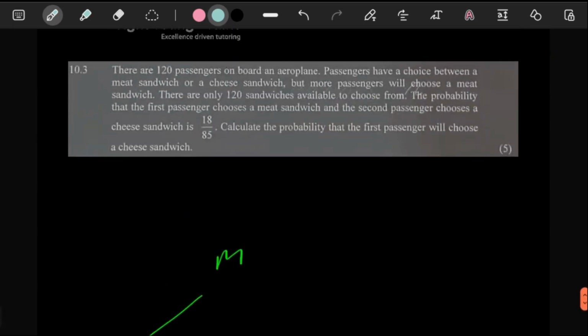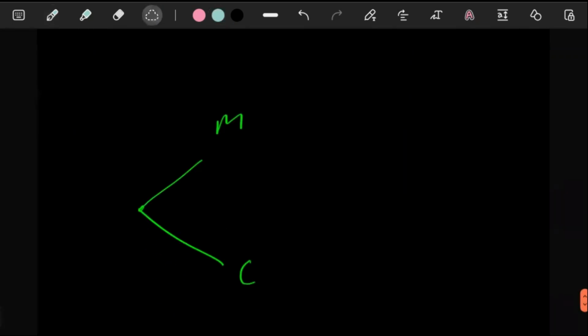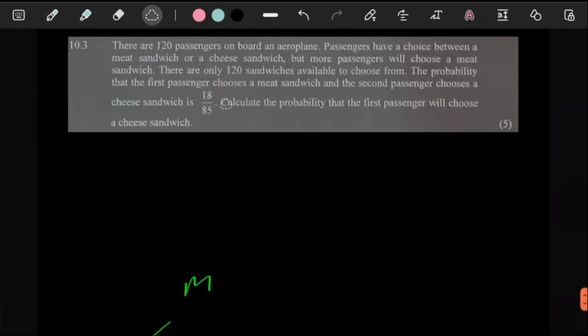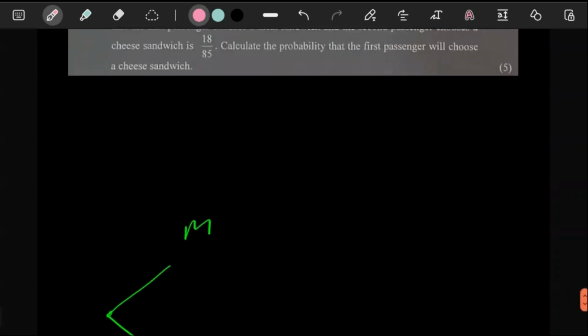But anyways, let's see what I am saying. Then it says more passengers will choose a meat sandwich. Then it says that there are only 120 sandwiches available to choose from. The probability that the first passenger chooses a meat sandwich and the second passenger chooses a cheese sandwich. Okay, hold on. We have to find a way we can put this information in our tree diagram, if we're actually going to carry on with a tree diagram. We might pivot and end up not even using a tree diagram. But for questions like these, it's giving me tree diagram vibes.